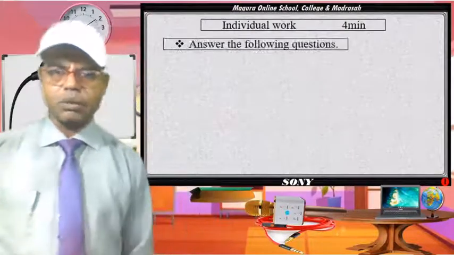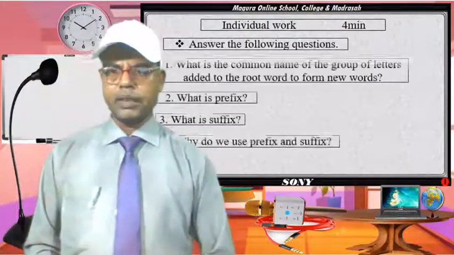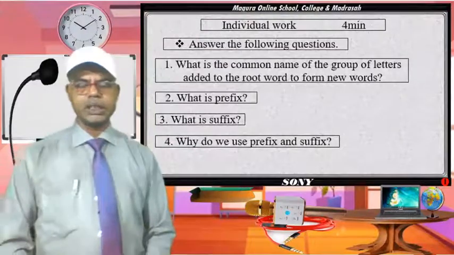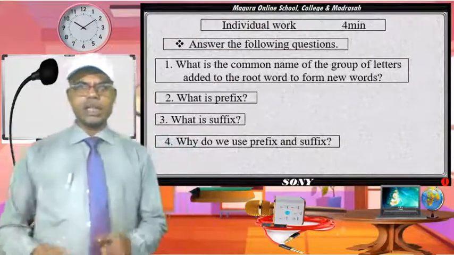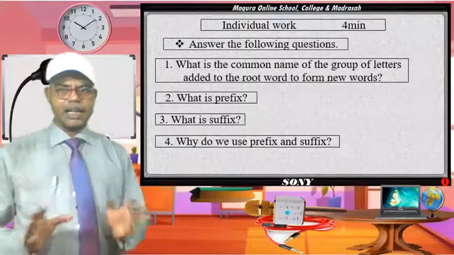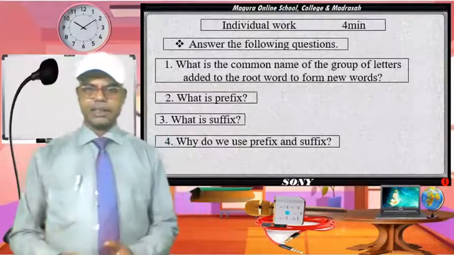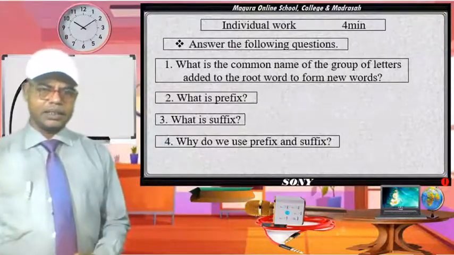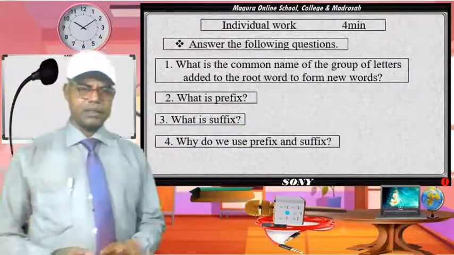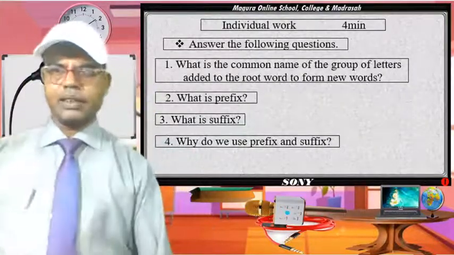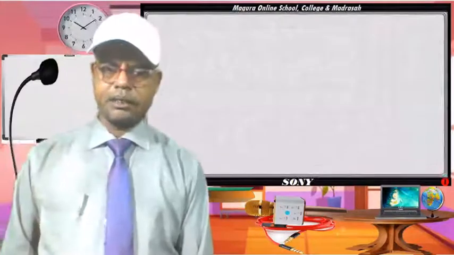Okay, dear students, individual work for you. Please open your exercise book and note it down. Hurry up, please. Here are 4 questions. I think you can easily do the answer. Okay? I think you have done well. Right. Okay?